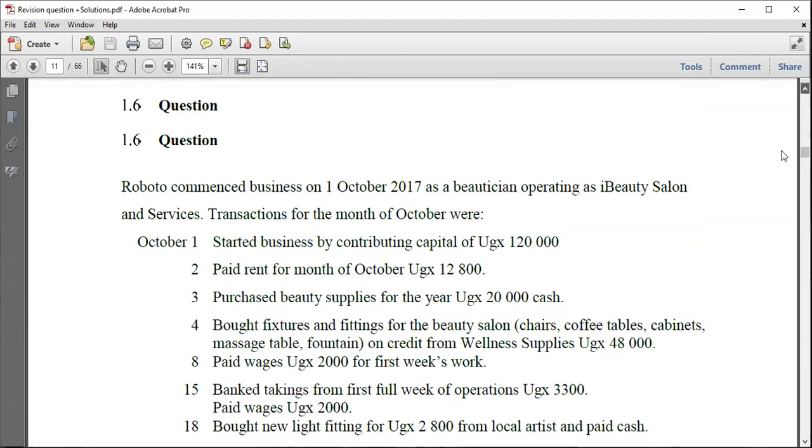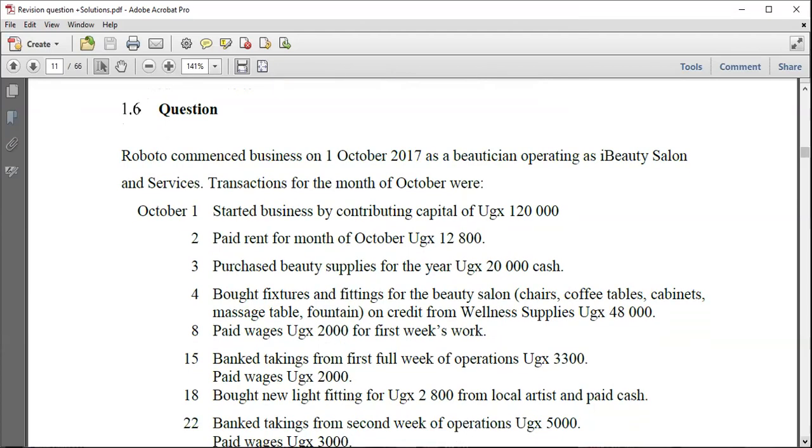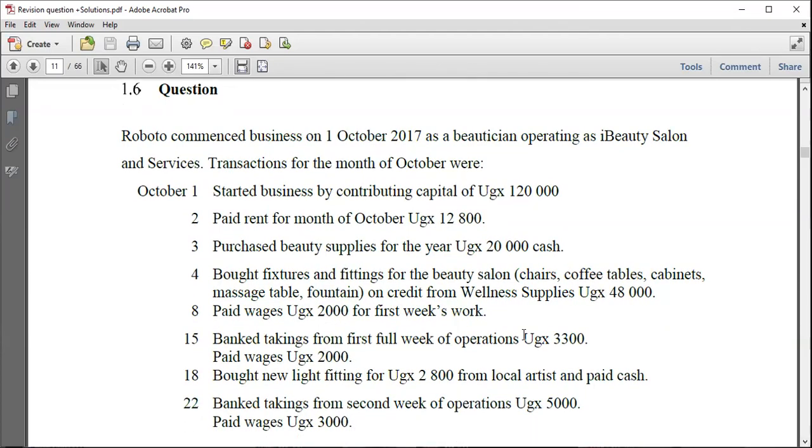Now, if you've been following our classes very well, we talked about what we refer to as the accounting process. This question is requesting us to prepare the profit and loss and the statement of financial position, but we don't start from these financial statements directly. We rather have to first go through the accounting process. Now, because they have given us the transactions, we may not have to go through original books, the books of prime entry and so on.